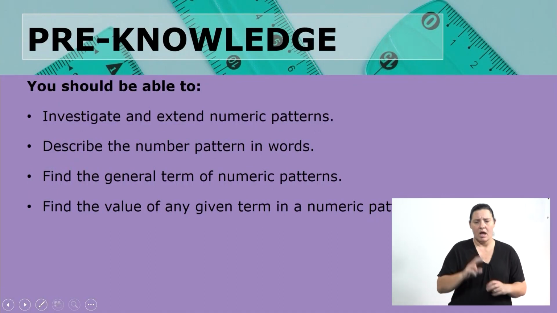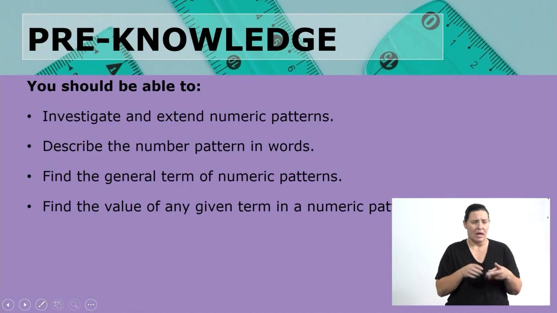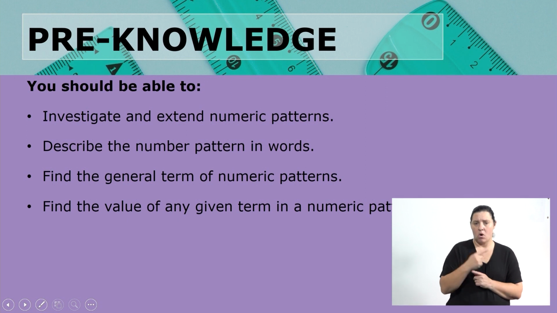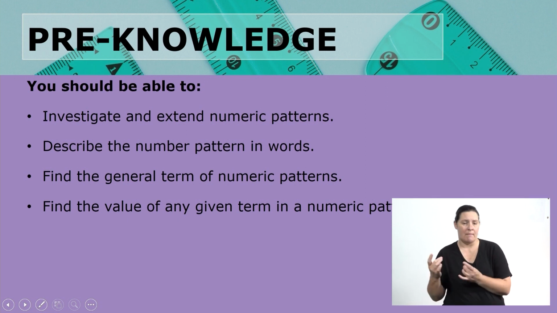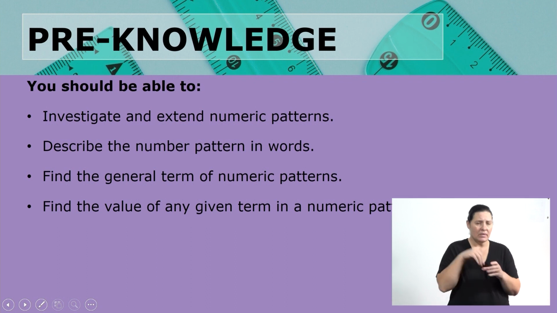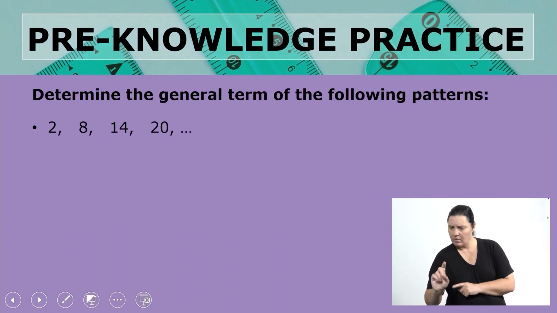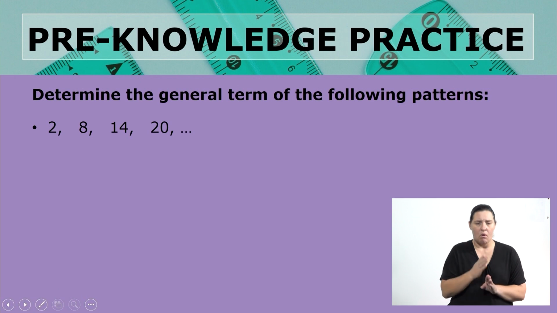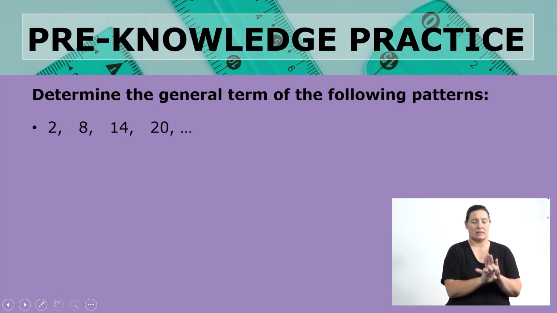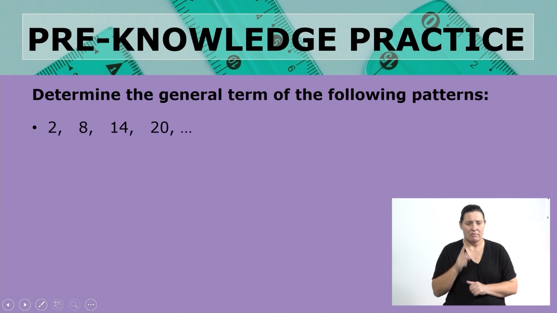For our pre-knowledge for this lesson, you should be able to investigate and extend numeric patterns, describe the number pattern in words, find the general term of numeric patterns, and find the value of any given term in a numeric pattern. Let's look at some practice for our pre-knowledge. So we have there as an example a pattern, and that is a numeric pattern. We have 2, 8, 14, 20, and the pattern continues.